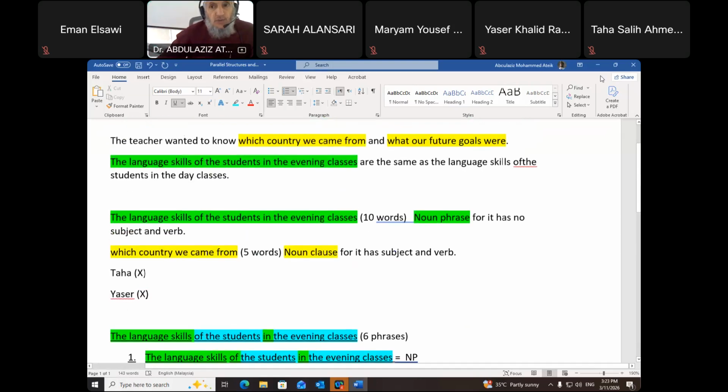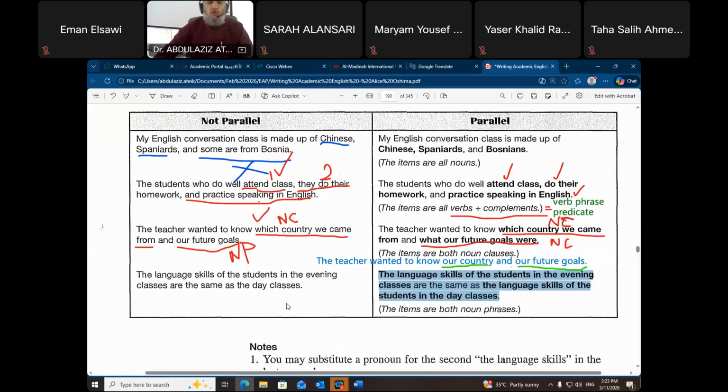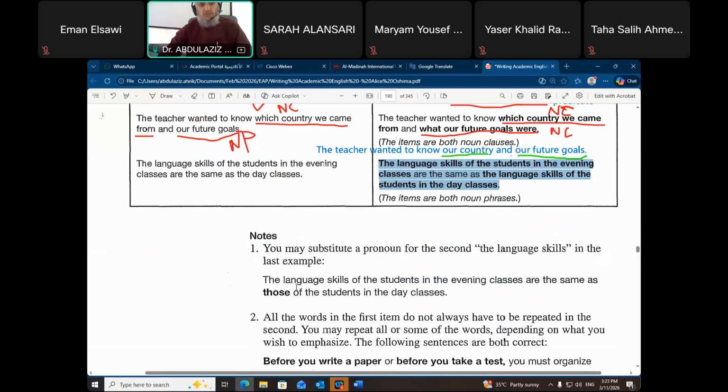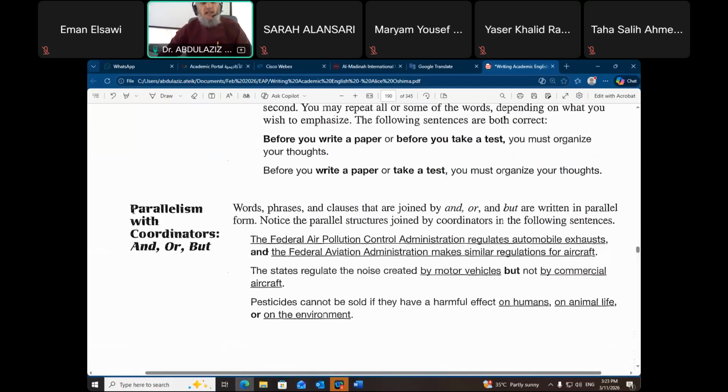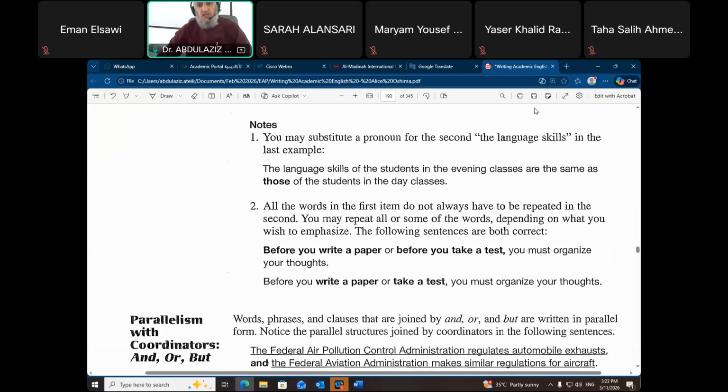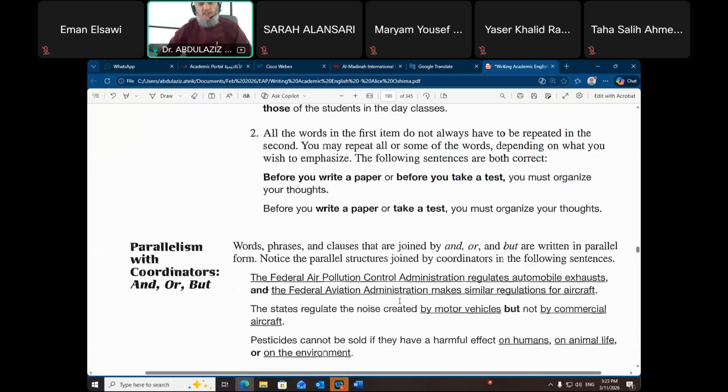Okay, let's go back to the book. Okay, thank you, girls, for answering me. So now we know what parallel phrases, parallel structures are. Now, if we go to parallelism with coordinators and, or, but, similar to what we studied here. Look at this.